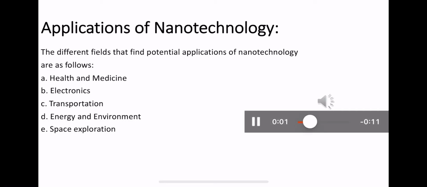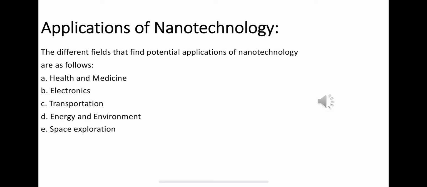Application of nanotechnology. The different fields that find potential application of nanotechnology are health and medicine, electronics, transportation, energy and environment, space exploration.